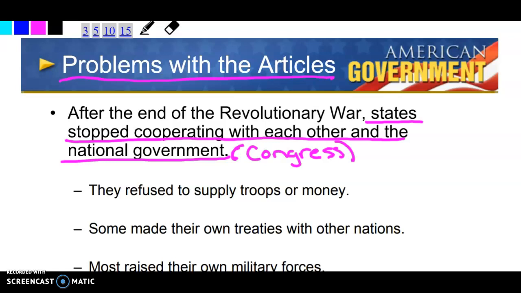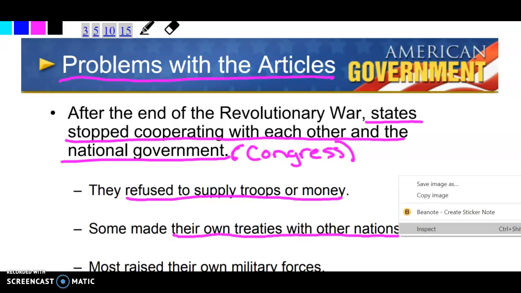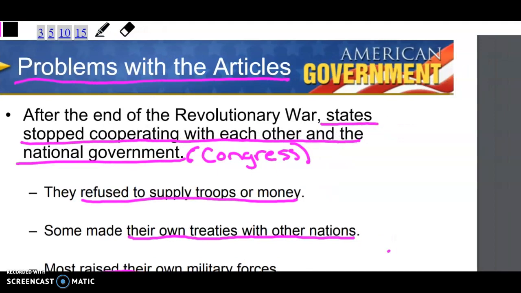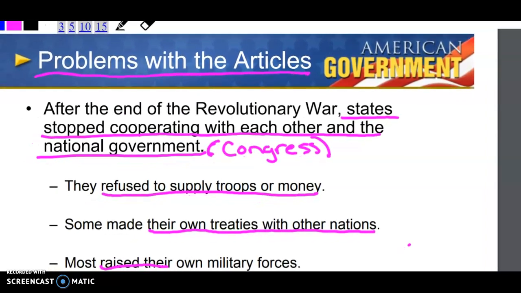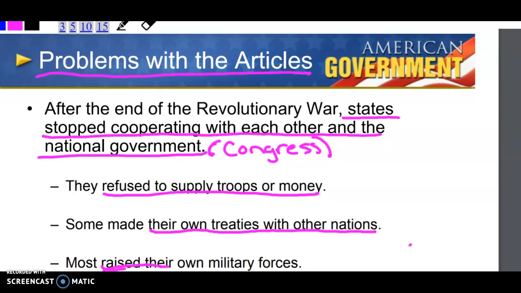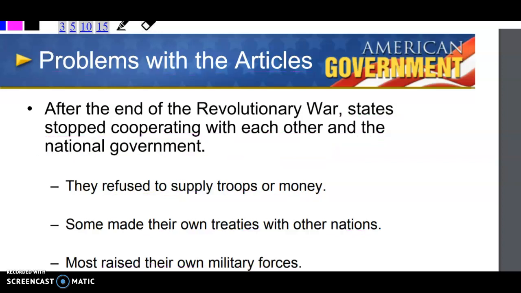So what are some of the problems? The states refused to supply troops or money. Some states would make their own treaties with other countries or other nations without getting any consent from Congress. And another problem was that the states began to raise their own military forces, which became a problem because if North Carolina had a military force and Virginia had a military force and Maryland had a military force, then what was the point? They were fighting each other, and that was what the leaders in Congress did not want, but that is what was starting to happen after the war ended.